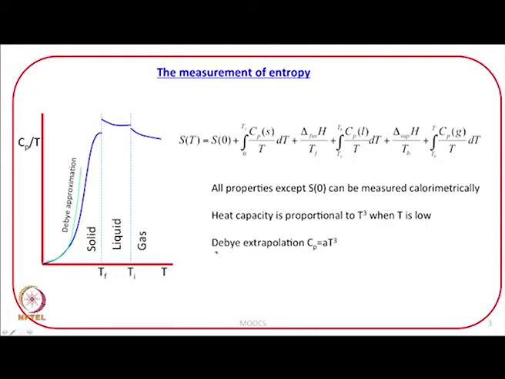What we have done? We use Debye extrapolation. Cp varies directly proportional to the third power of temperature, or Cp is equal to AT cube. This is called Debye extrapolation. So, Debye extrapolation is used for the variation of heat capacity at constant pressure at very, very low temperature.